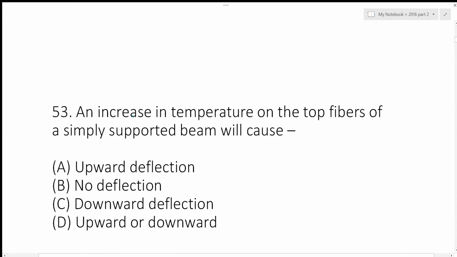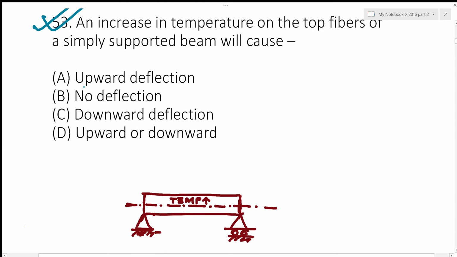The next question is, an increase in temperature on the top fibers of a simply supported beam will cause? Now if this is a simply supported beam and the temperature of the top fibers is increased, then it would try and expand, right? So if this expands, the deflection would be somewhat like this. So the deflection should be in the upward direction. So an increase in temperature on the top fibers of a simply supported beam will cause upward deflection.